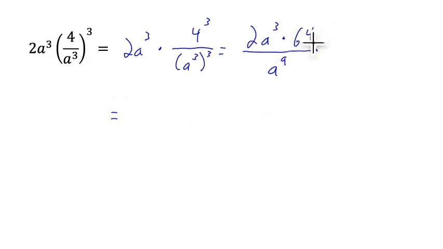Let's go ahead and simplify this numerator. This is 2 times a to the third power. So we can go ahead and multiply 2 times 64. So that's 128.